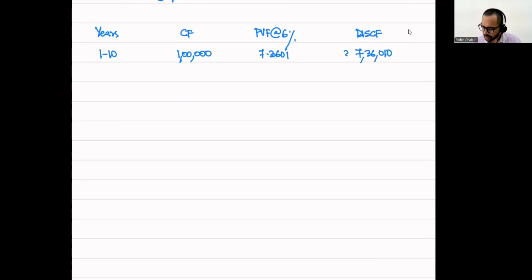All right, so the lease liability is going to be 7,36,010 rupees. The journal entry is the same: ROU asset debit 7,36,010 and lease liability credit of 7,36,010 rupees. Let us calculate the carrying amount of ROU asset at beginning of year 7. Beginning of year 7 is nothing but end of year 6.